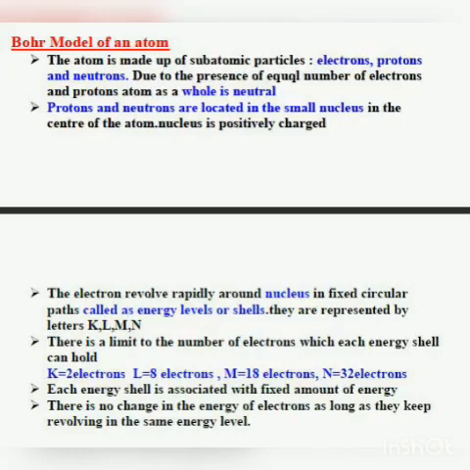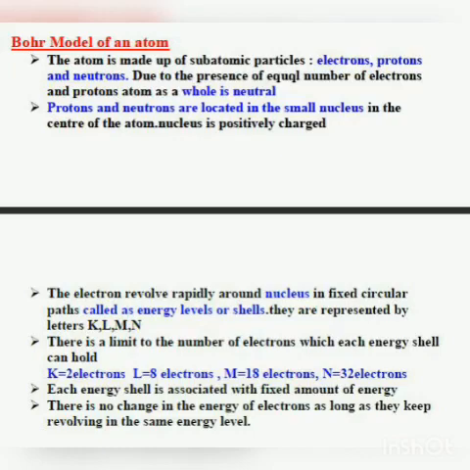If the first energy level is given, K is the first energy shell, the first energy level. L is the second energy level. If two energy levels or two shells are present, then the letter L is given to the second energy level. M means the third energy level. N means the fourth energy level. I will explain you in the picture.